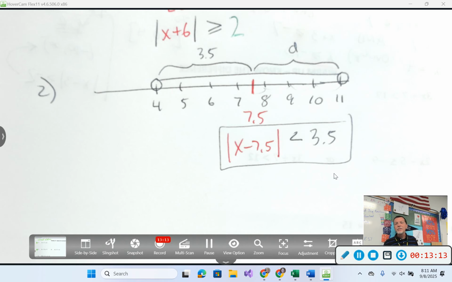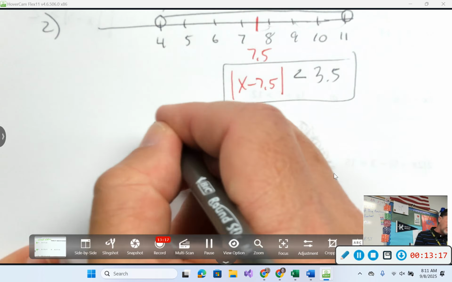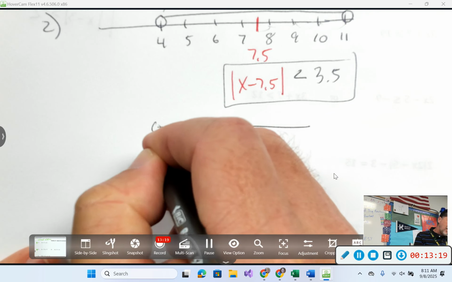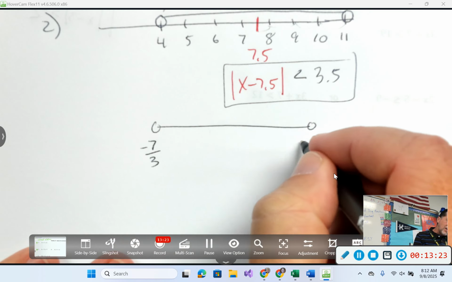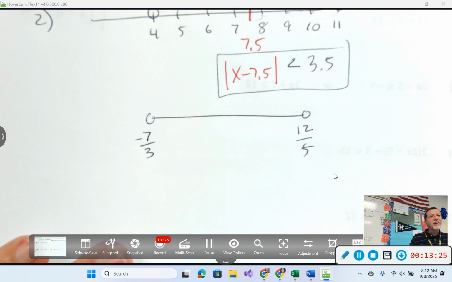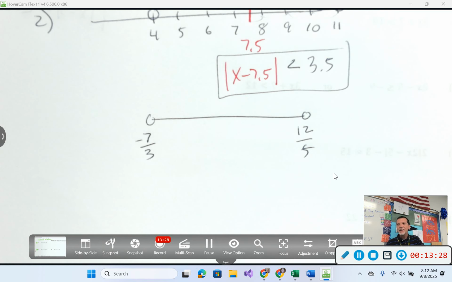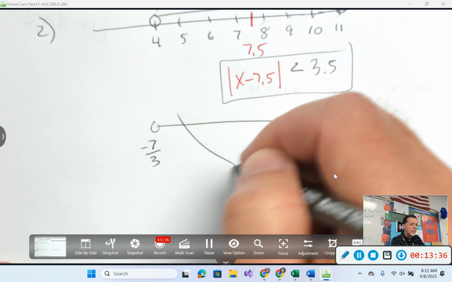I don't know if they're going to get that hard. They're not going to get any harder than that. Just a quick glance at the test. I'm not going to put negative 7/3 and, I don't know, 12/5 on there and have you figure out the middle of that and the distance of that. I mean, you still could. You'd have to add fractions and it won't be that bad.